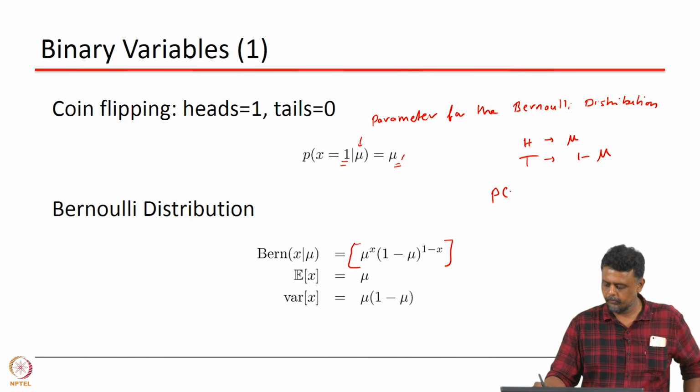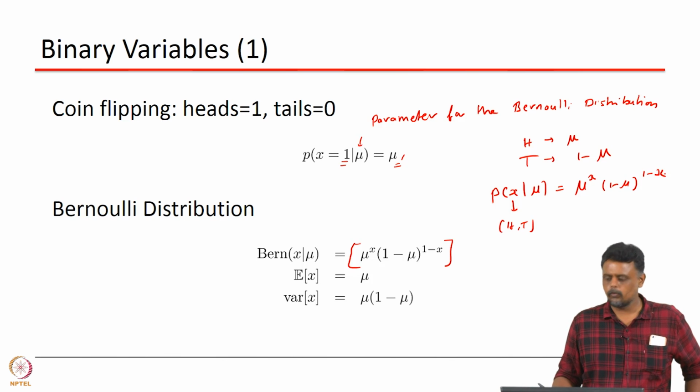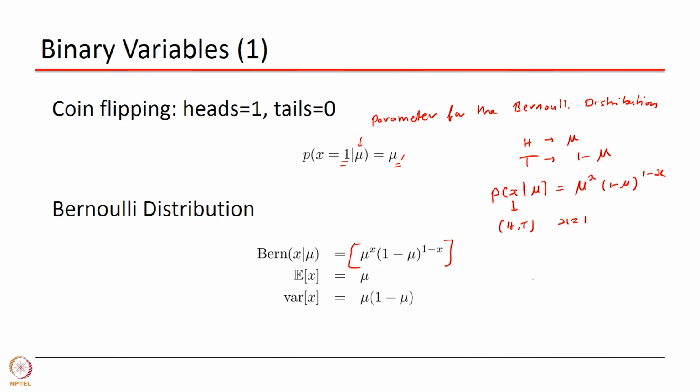Which is basically the probability of x given mu, where x is the event heads or tails, is given by this expression: mu raised to x times 1 minus mu raised to 1 minus x. So how does this work? If x is related to heads, then x equals 1. So the probability of x equal to 1 given mu would be mu to the power 1 times 1 minus mu to the power 1 minus 1, which will be just mu, which is correct.